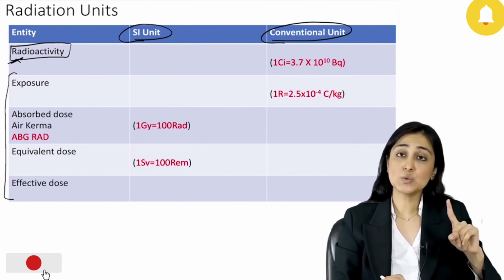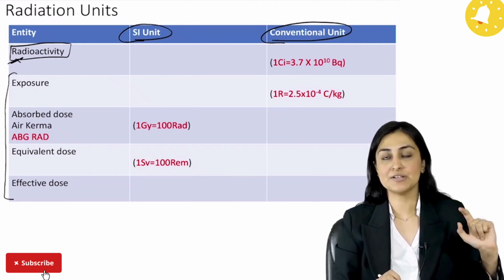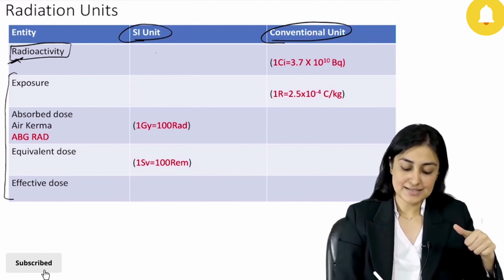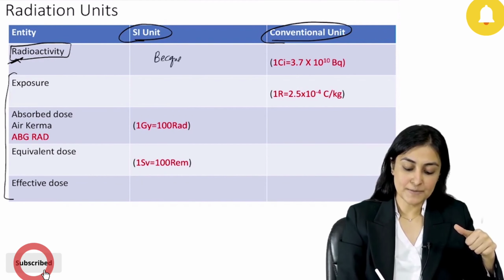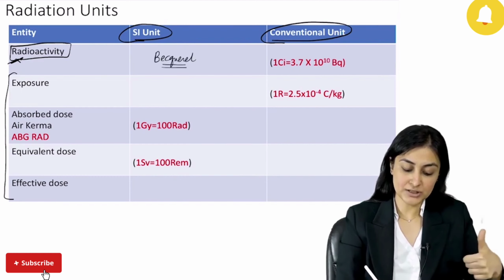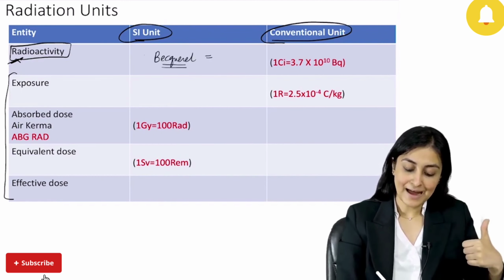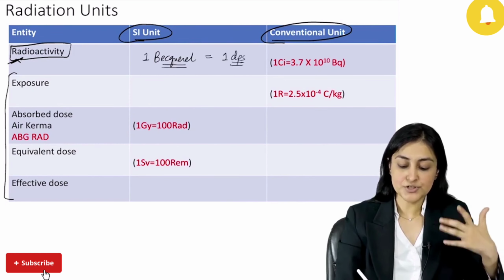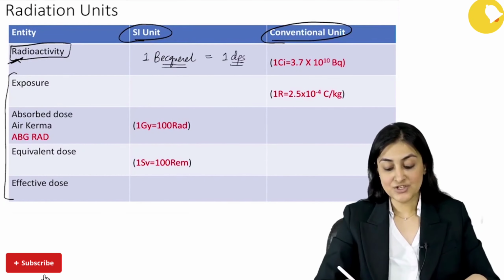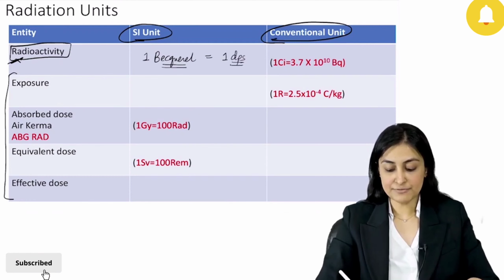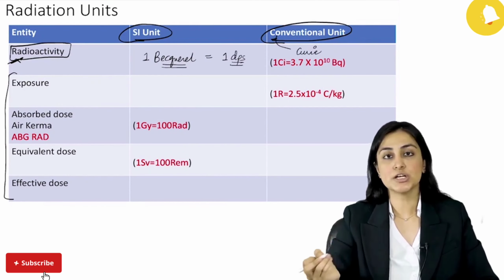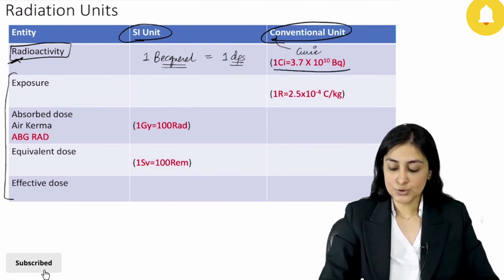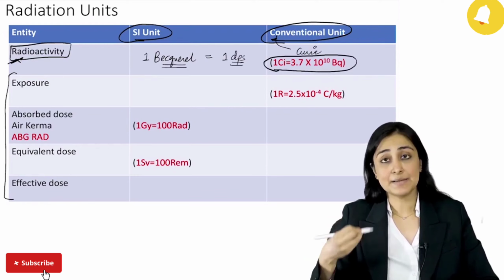Okay, so radioactivity, when I talk about it, the SI unit. So, remember, the SI unit is going to be the father of radioactivity that we've already been through. So, the SI unit is going to be becquerel. So, becquerel is the SI unit of radioactivity. 1 becquerel equals 1 disintegration per second. Okay. Conventional unit, I want you to remember C for Curie. So, Curie is the conventional unit. How are they related? 1 Curie is equal to 3.7 into 10 raised to 10 times becquerel.